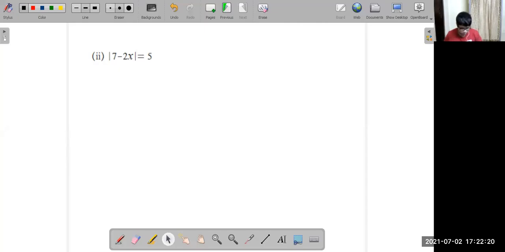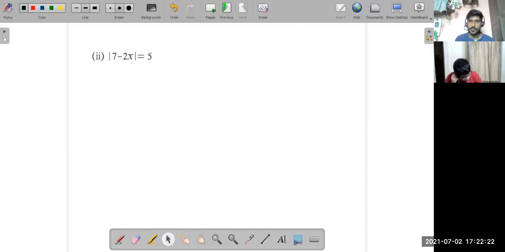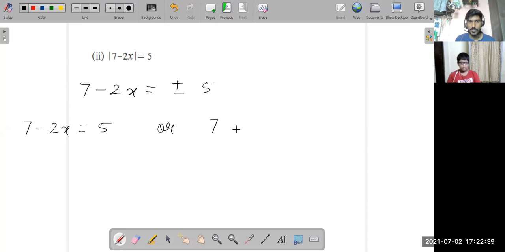Okay, there is one mistake you have done. I'll show you. Look at the screen. So the first step was correct. 7 minus 2x is equal to plus minus 5. Then 7 minus 2x is equal to plus 5, or 7 minus 2x is equal to minus 5.